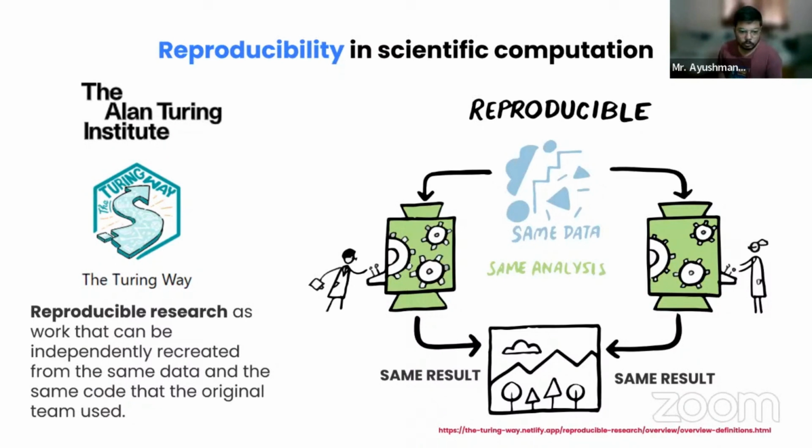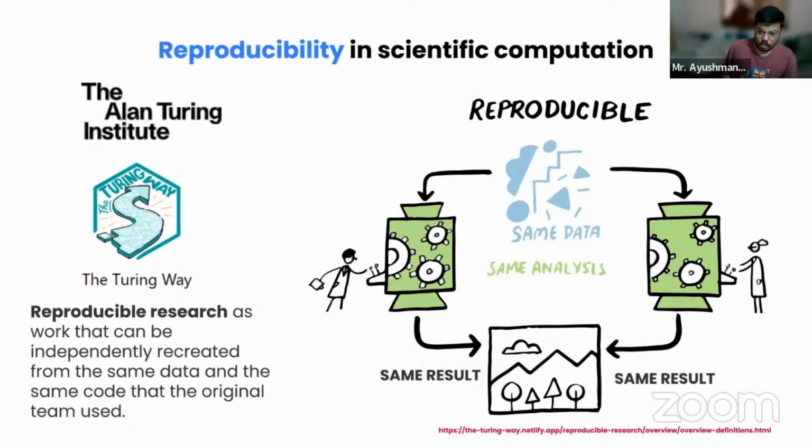There's a lot of talk in the scientific community about reproducibility, and different domains have adopted it differently, but the main theme almost remains the same. So this is from the Alan Turing Institute. They have a dedicated wing called the Turing Way, which releases guidelines on how to perform reproducible scientific computation. They define reproducible research as work that can be independently created from the same data and the same code that the original team used to ultimately get the same output, the same result, as is visible from the illustration on the right, taken from their website.